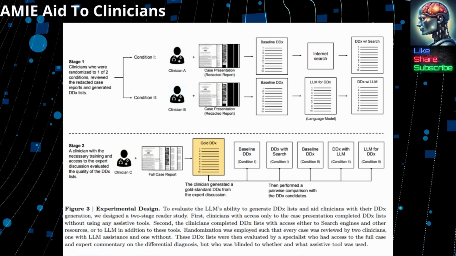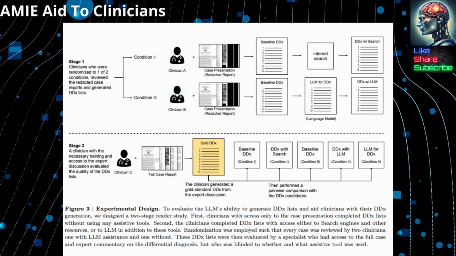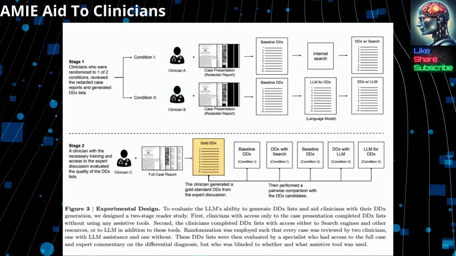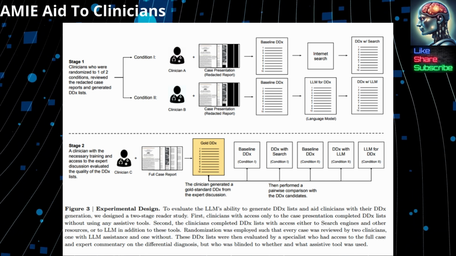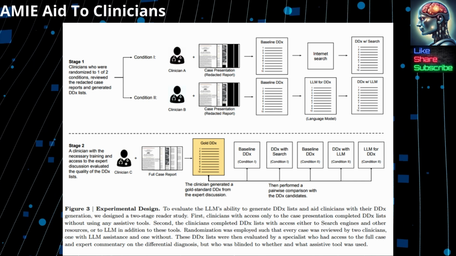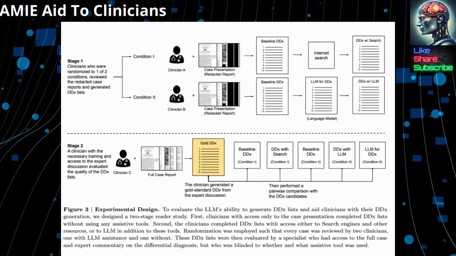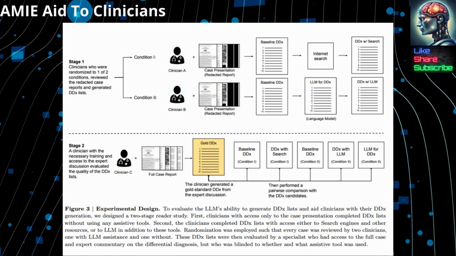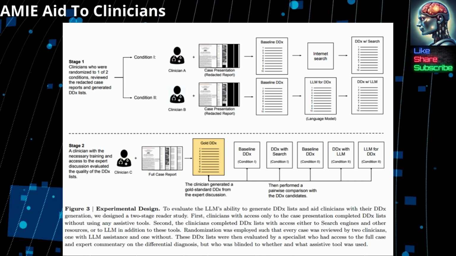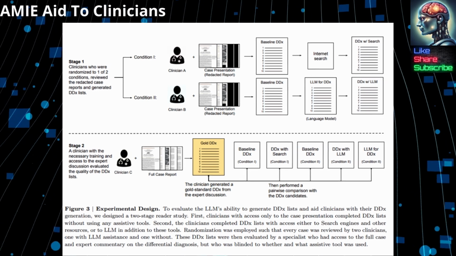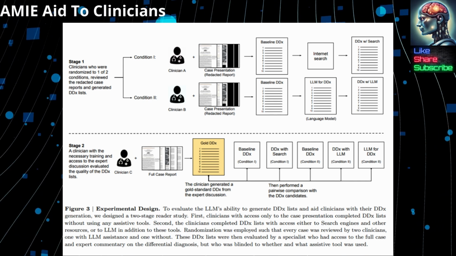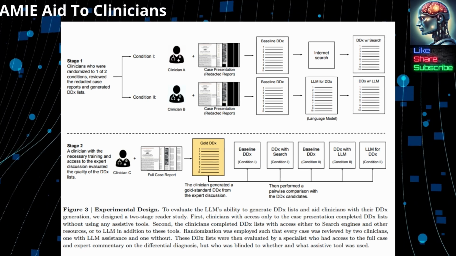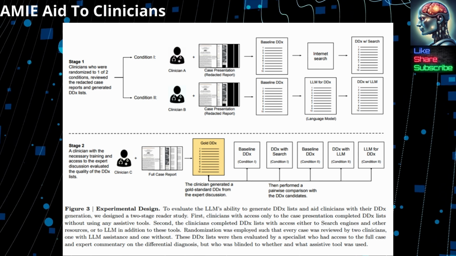To evaluate the LLM's ability to generate differential diagnosis lists and aid clinicians with their differential diagnosis generation, they designed a 2-stage reader study. First, clinicians with access only to the case presentation completed differential diagnosis lists without using any assistive tools. Second, the clinicians completed differential diagnosis lists with access either to search engine and other resources or to the LLM in addition to these tools. Randomization was employed such that every case was reviewed by 2 clinicians, one with LLM assistance and one without.